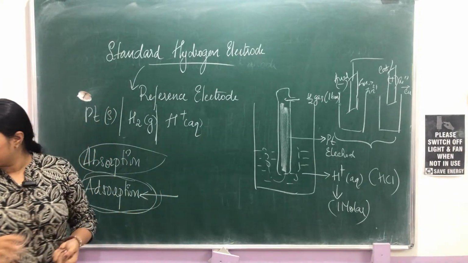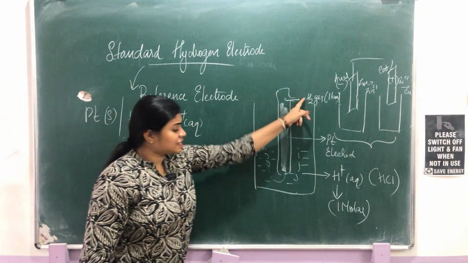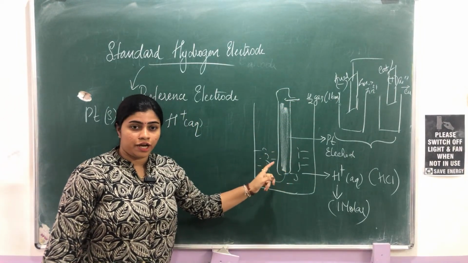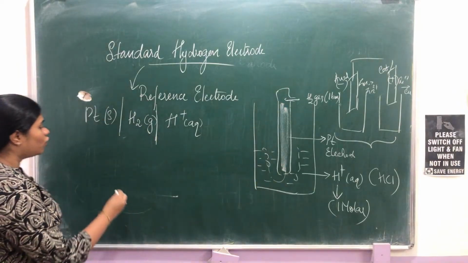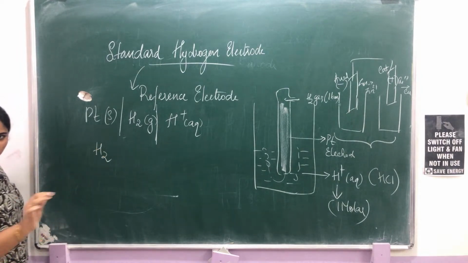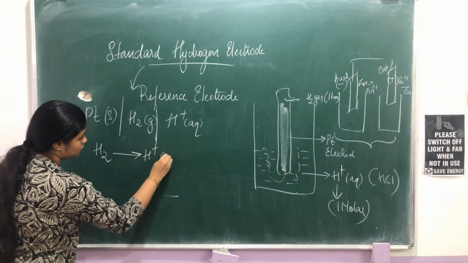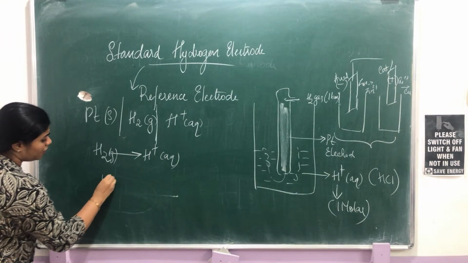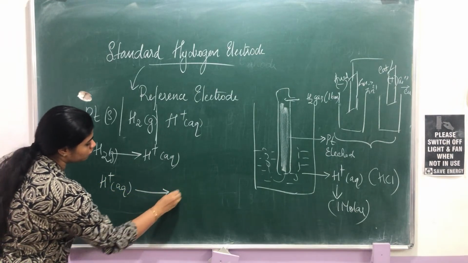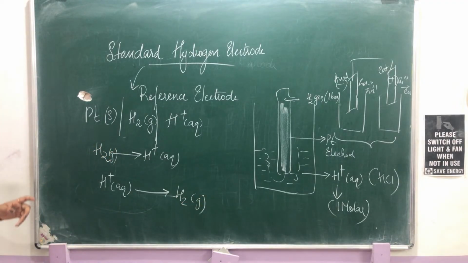So here, two things happen. One is gas getting converted into H plus ions. H plus ions again getting converted into gas. So what else is happening here? Tell me. H2 getting converted into H plus. This is aqueous. This is gas. What is the next thing that is happening? H plus aqueous gets converted into H2 gas. Okay. Now tell me what is this and what is this?